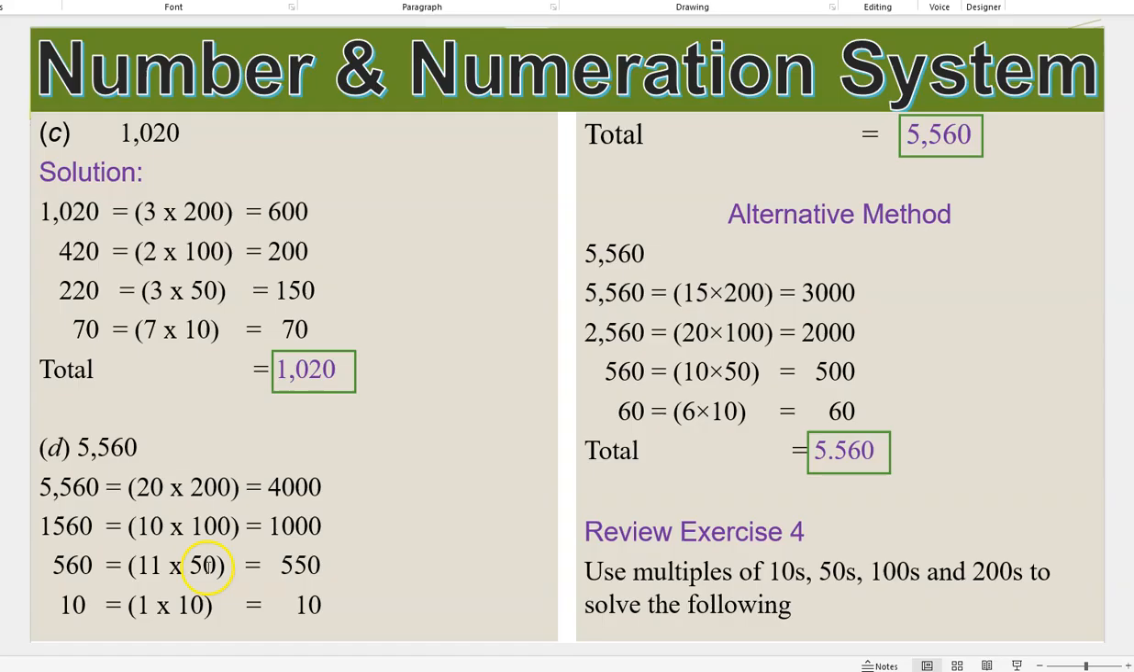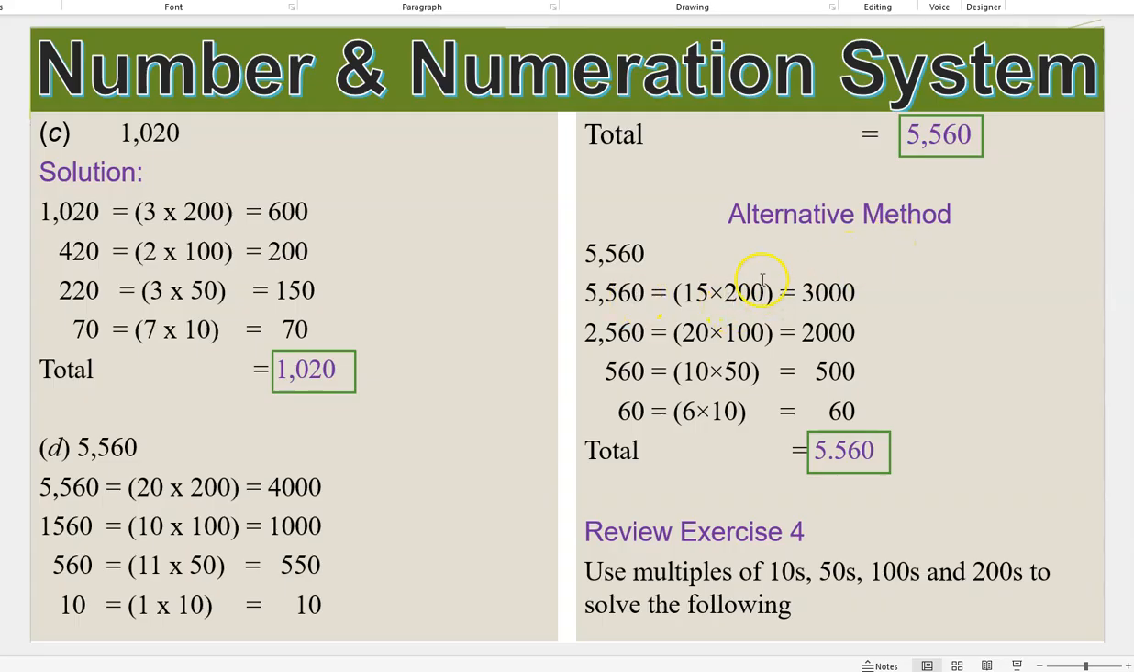How many 50s do we need? 11. 11 by 50 gives us 550. When we subtract 550 from 560 gives us 10. How many 10s do we need? Only 1. That gives us 10. When we sum them up, we get 5,560. Alternatively, we can also solve the same question this way.